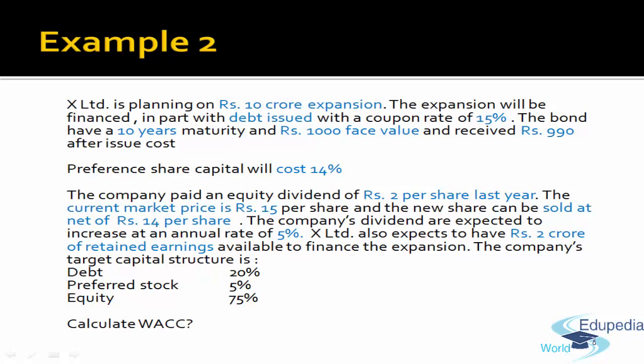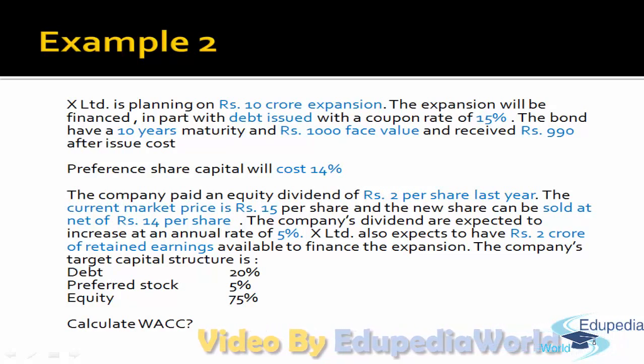Preference share capital will cost 14%. The company paid an equity dividend of rupees 2 per share last year. The current market price is rupees 15 per share and the new share can be sold at a net of rupees 14 per share. Perfect. So this information is the same way we had for the earlier illustrations also. The company dividends are expected to increase at an annual growth rate of 5%. X Limited also expects to have rupees 2 crore of retained earnings available to finance the expansion.